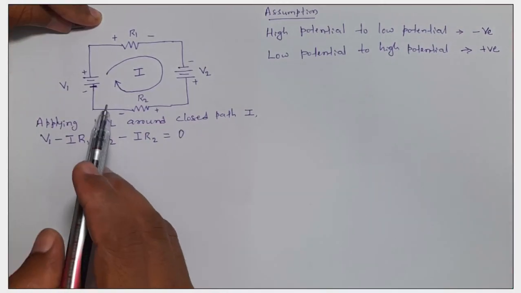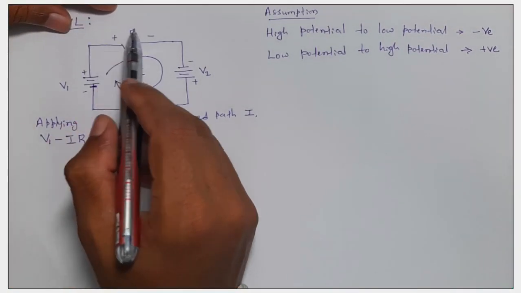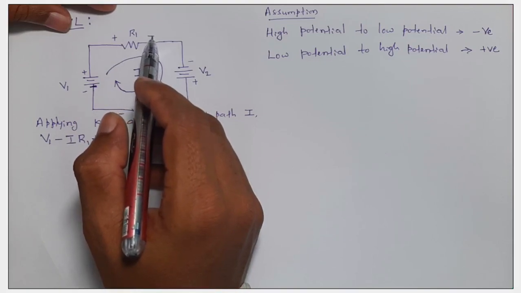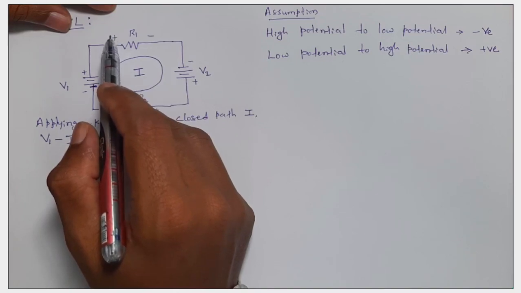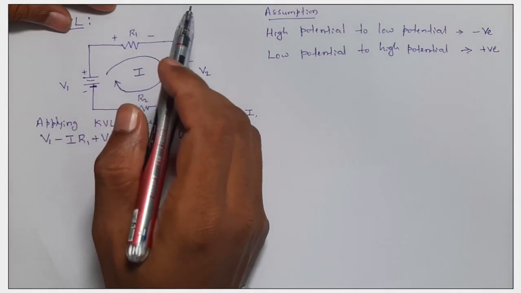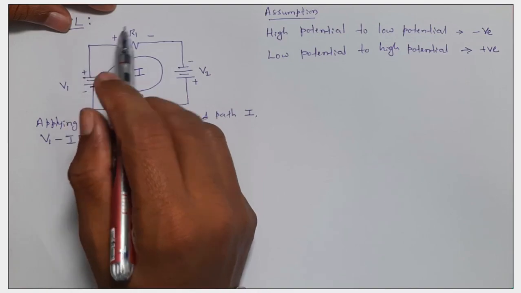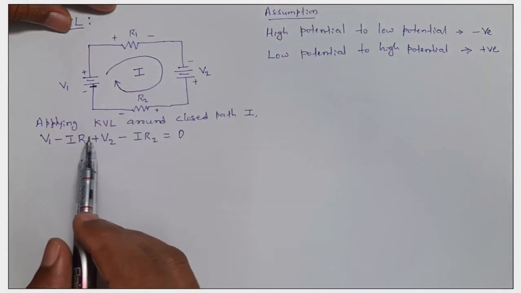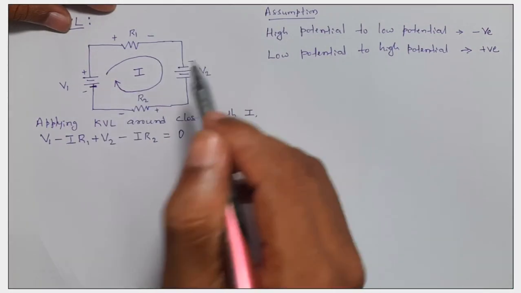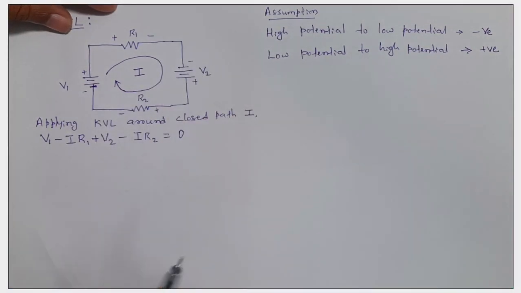Dear students, you need not place positive and negative signs like this. For your reference, I have written positive and negative here. But remember, if we are traversing the loop as per the assumption, from high potential to low potential we have taken negative, and from low potential to high potential we have taken positive.